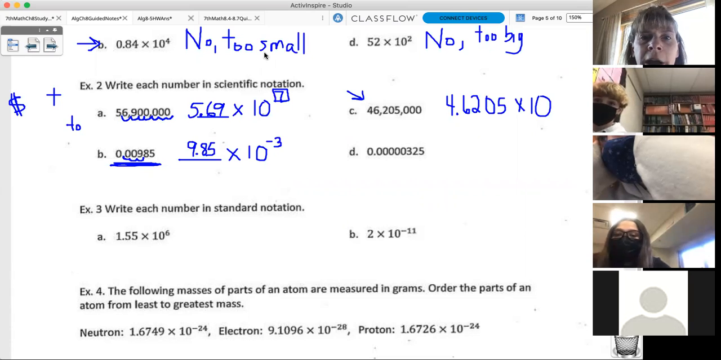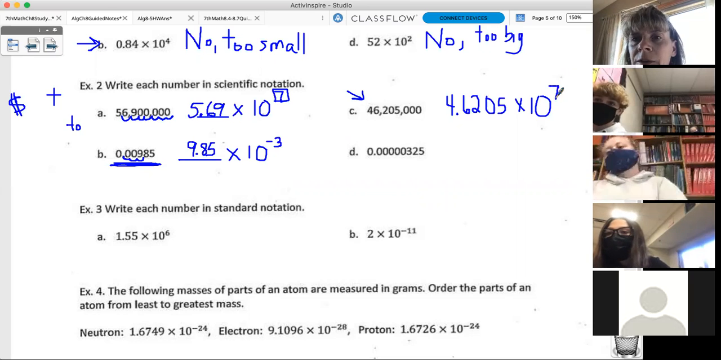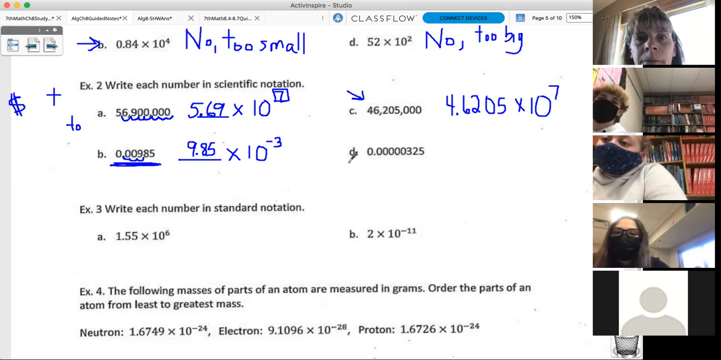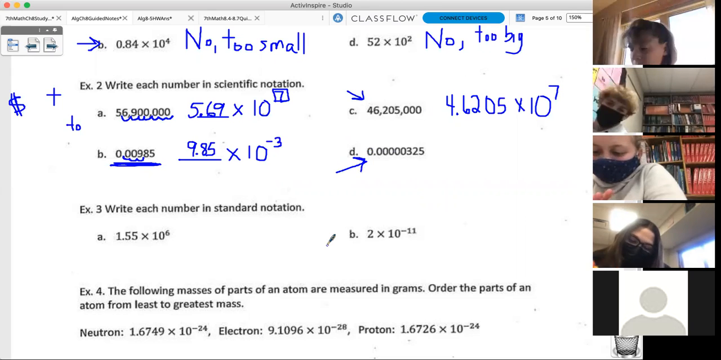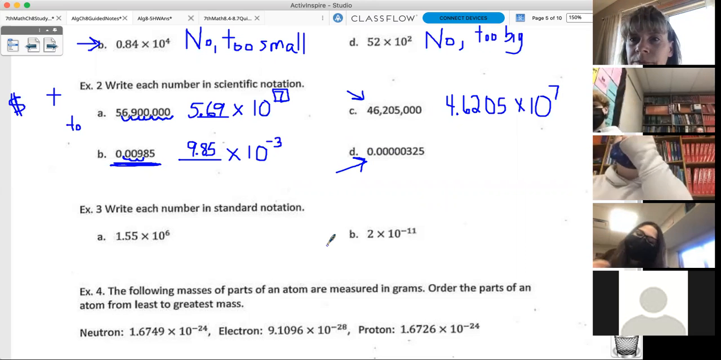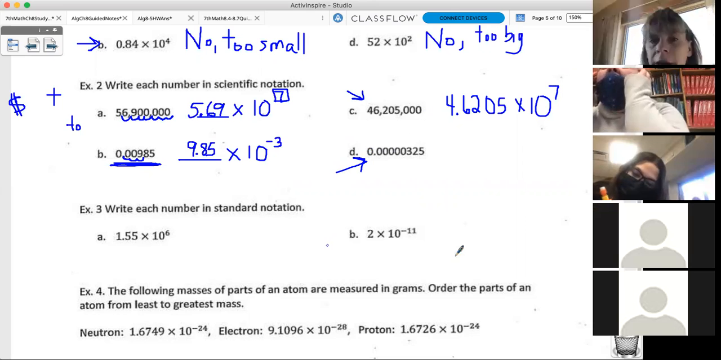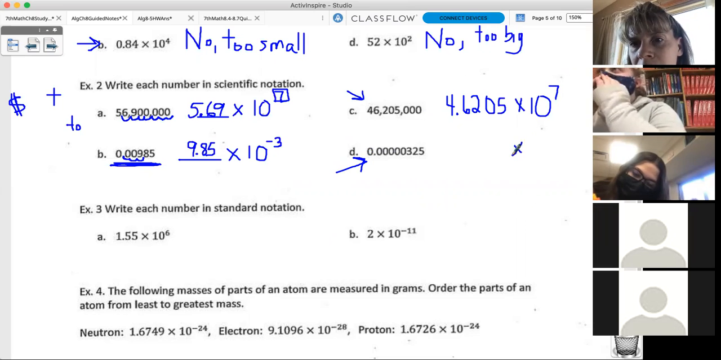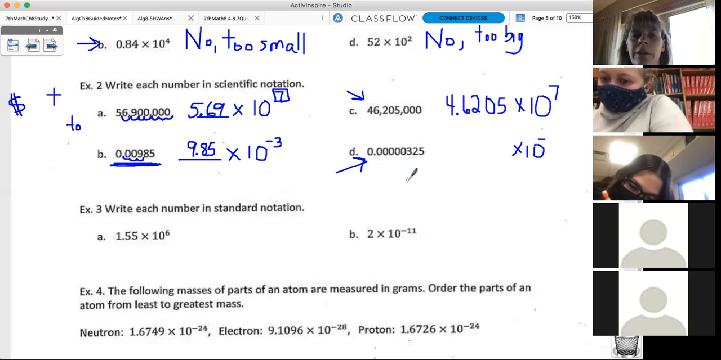Seven, that is correct. And that would be a positive 7 because I want 46 million in my bank account. All right, how about letter D? First of all, is it going to be a positive or a negative, Hunter? Negative. All right, good. So that means I'm going to have something times 10 to a negative, whatever that number is.